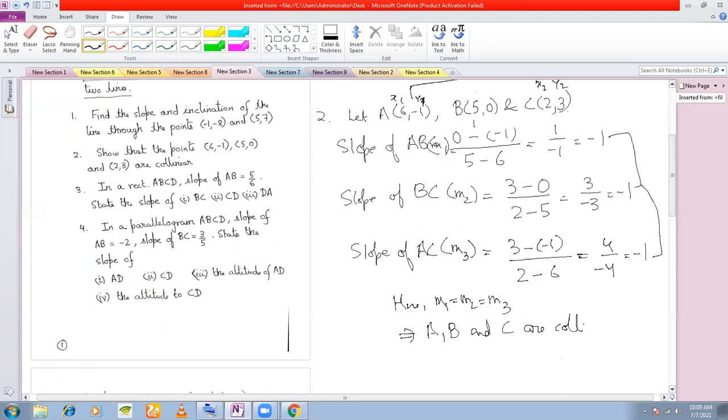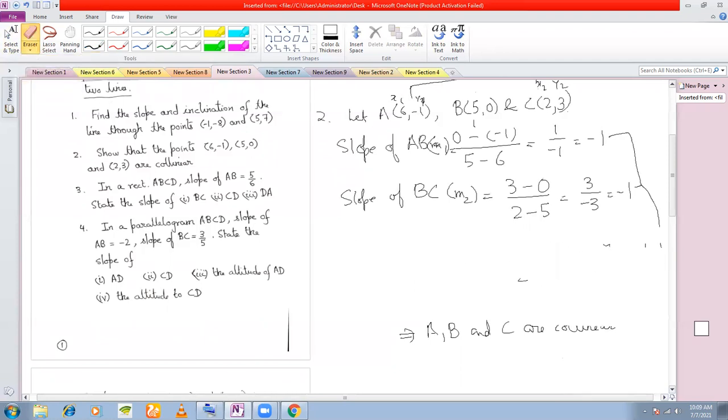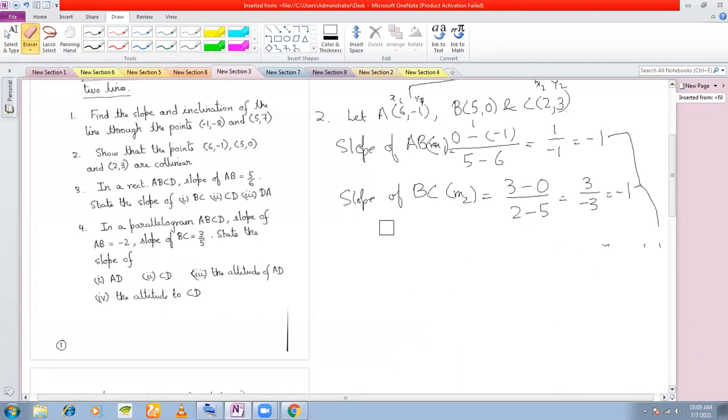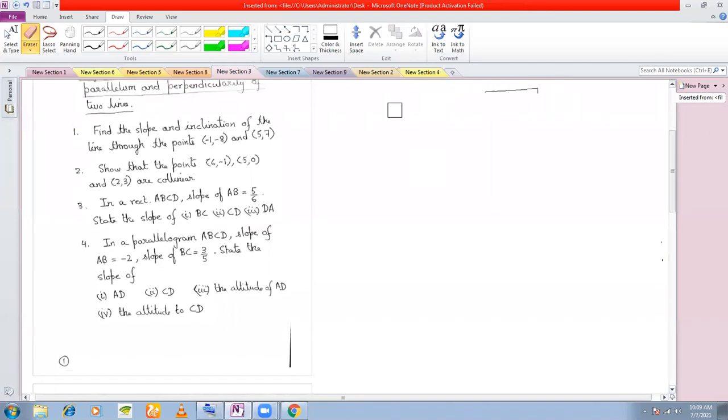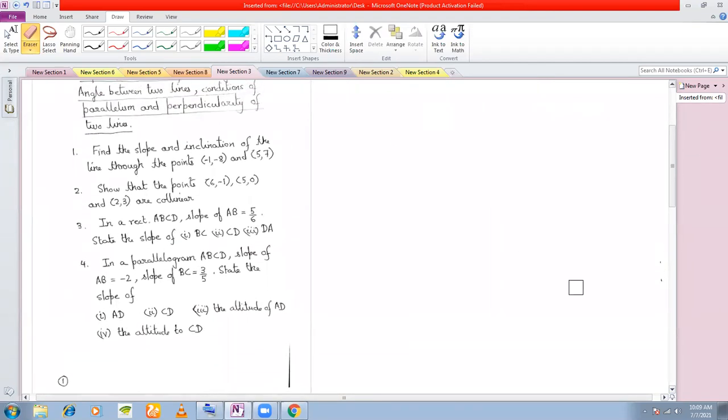This is how we use slopes to show that three points are collinear. Otherwise, you can always use your area of triangle formula, as I have shown you earlier. They will not mention to you the method. So you can use any of the methods.